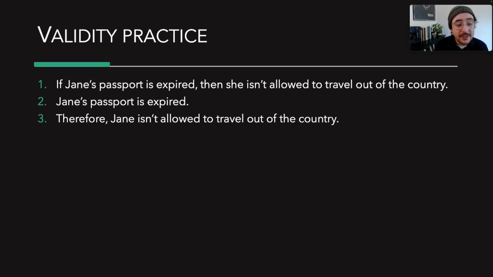Notice, I don't know who Jane is. I don't know where she lives. I don't know what the rules are about where she lives. I don't know if she has a passport. I don't know if her passport is expired or not. So I don't know if any of these things are true. But I don't need to in order to decide whether the argument is valid or invalid.